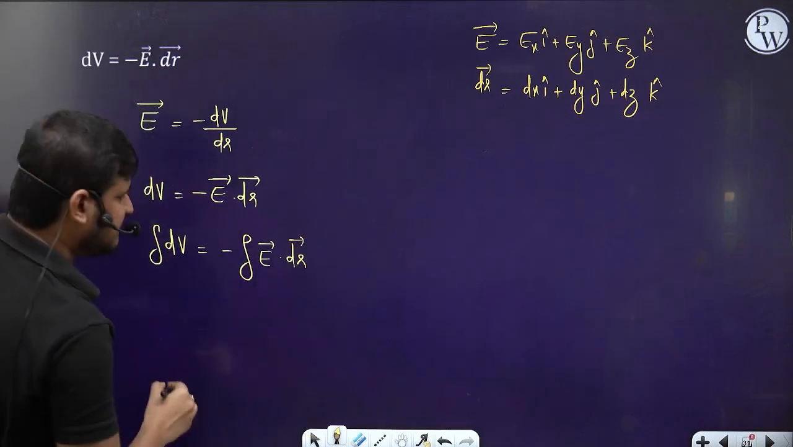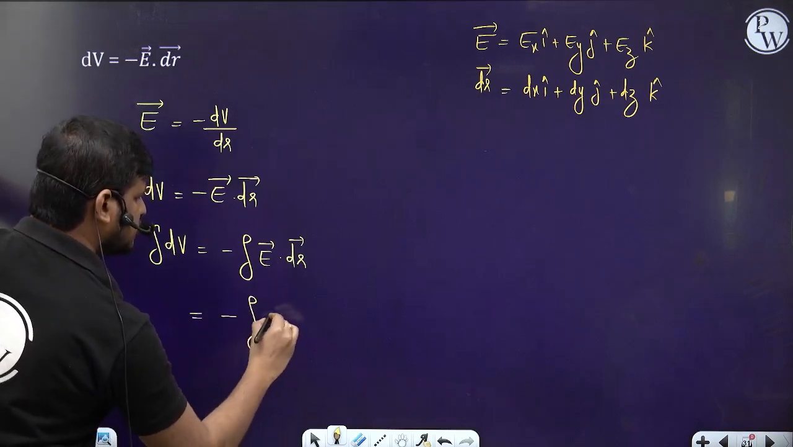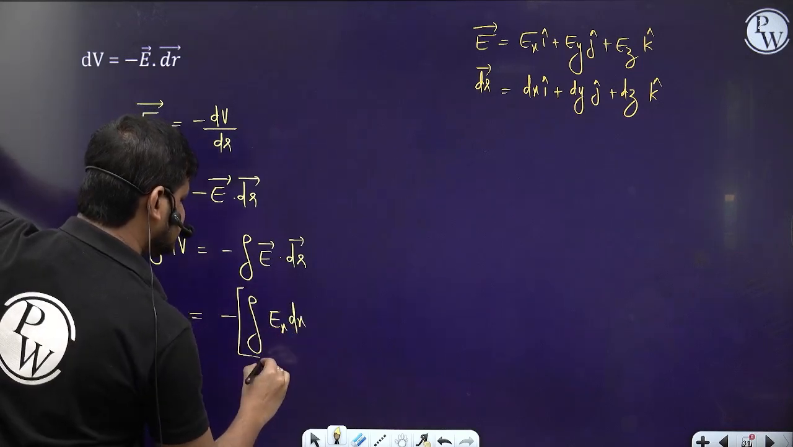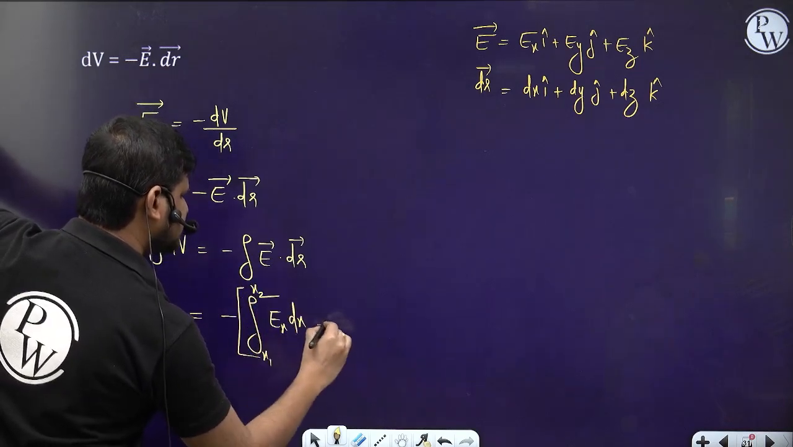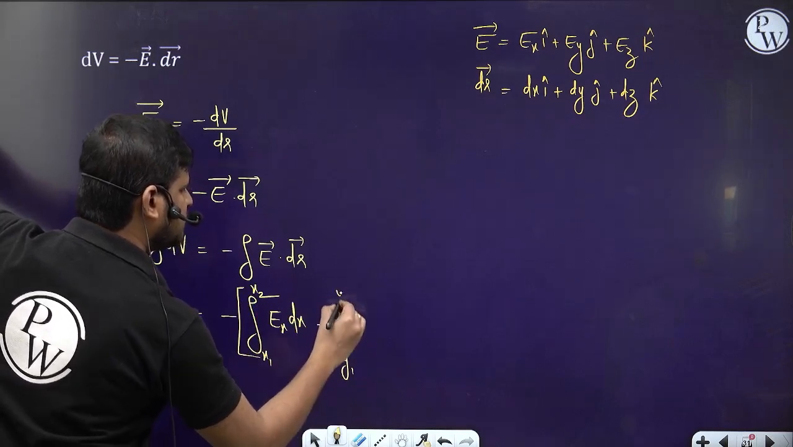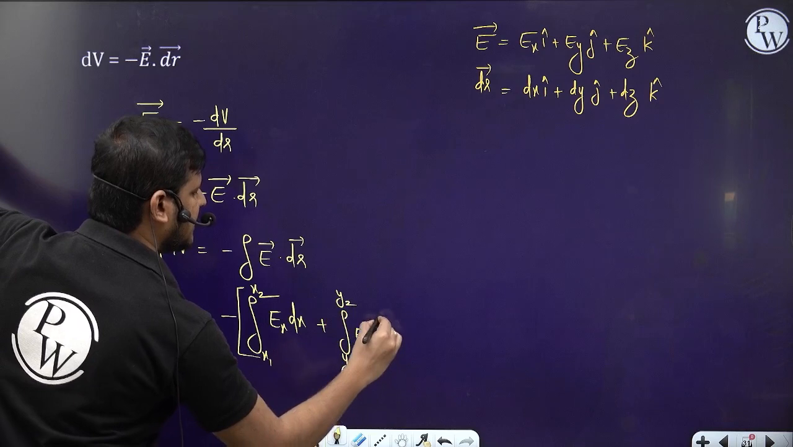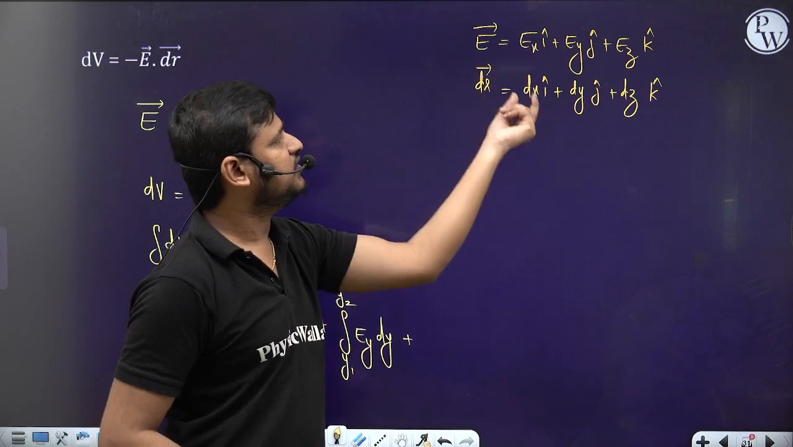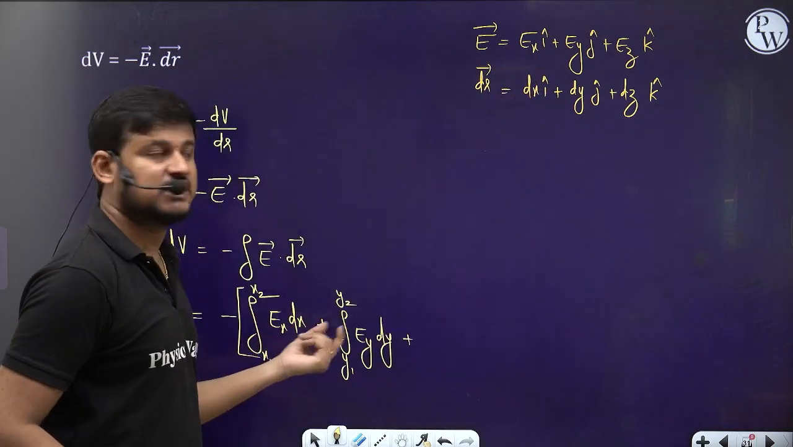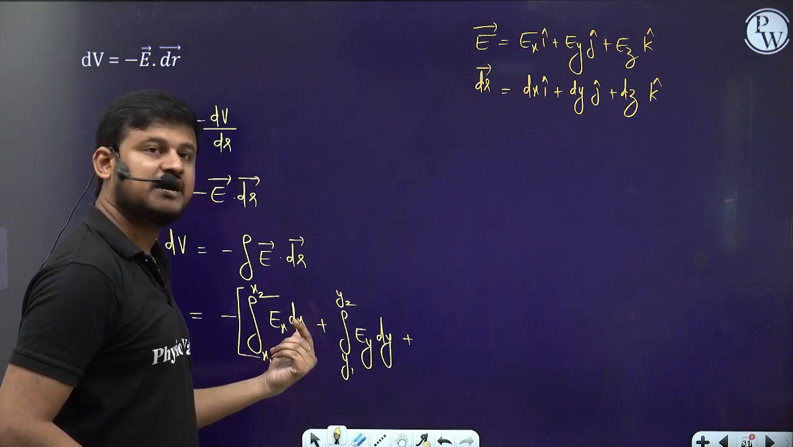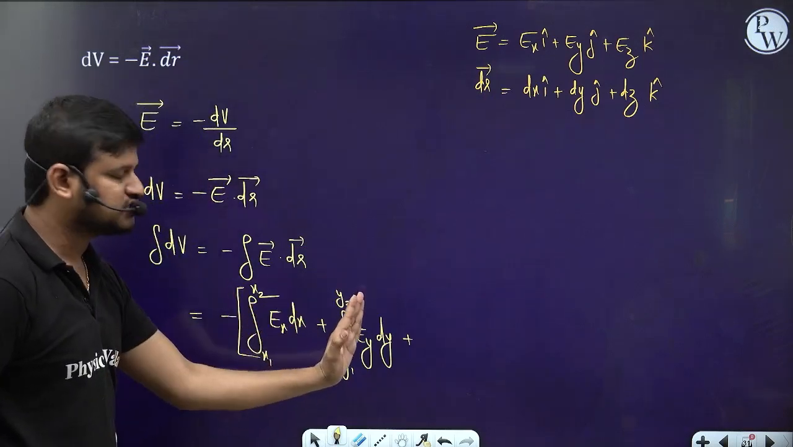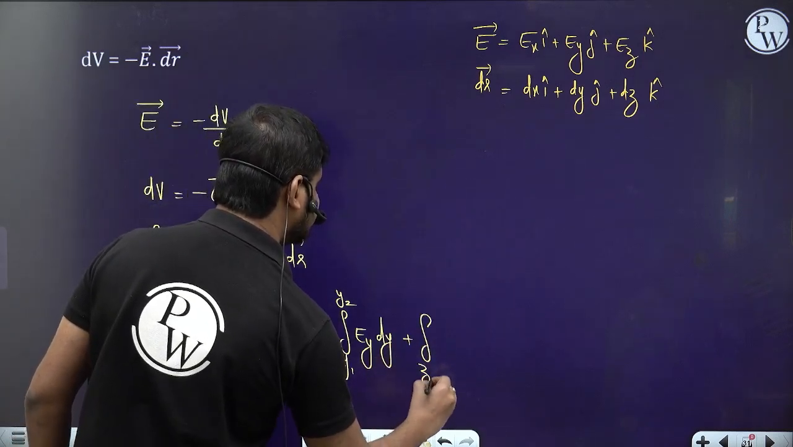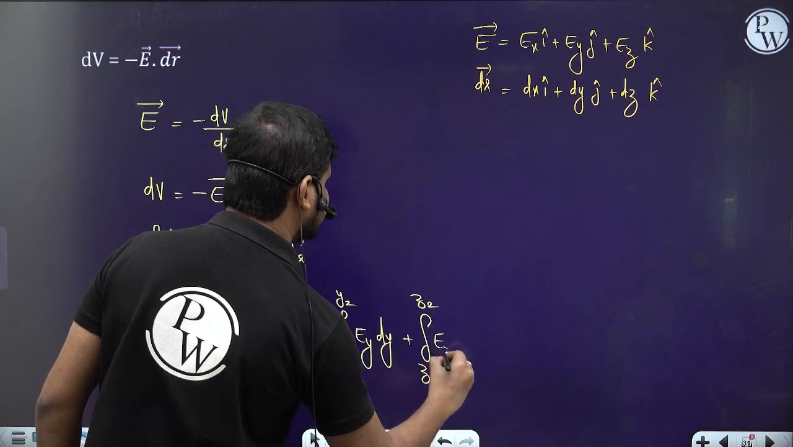So the net gravitational potential is equal to, taking the total negative out, minus integration of Ex dx from x1 to x2, plus integration from y1 to y2 of Ey dy, plus... I am taking these two, Ex i cap into dx i cap, which is Ex dx, since i dot i is 1. So directly I am writing, that is minus again. The next one also minus, I am taking minus out. Basic math. And then from z1 to z2, Ez dz, that's it.